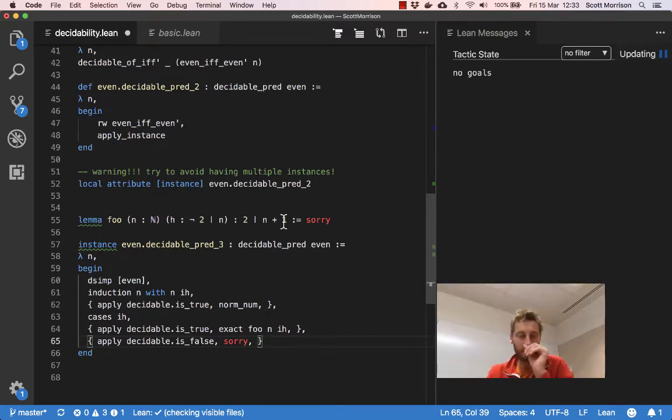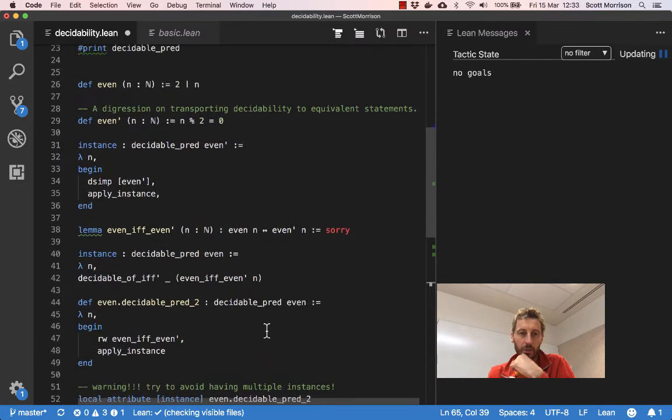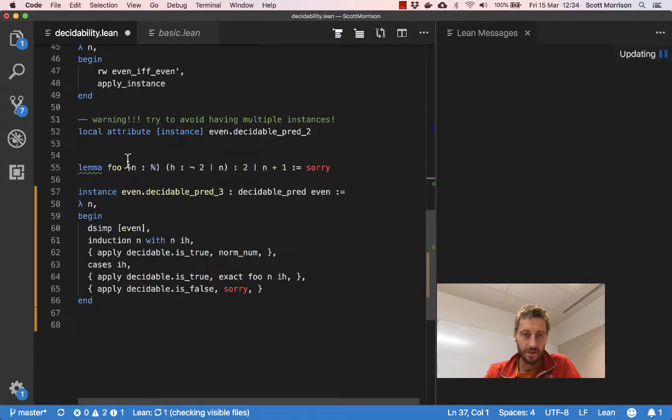Okay, but now let's look at the other version, which was basically proving this version. So here we got lucky, and in fact Lean could just provide us with that instance right away. So let's give that one a name, Even.Prime.decidablePred, and let's see what we actually got there.